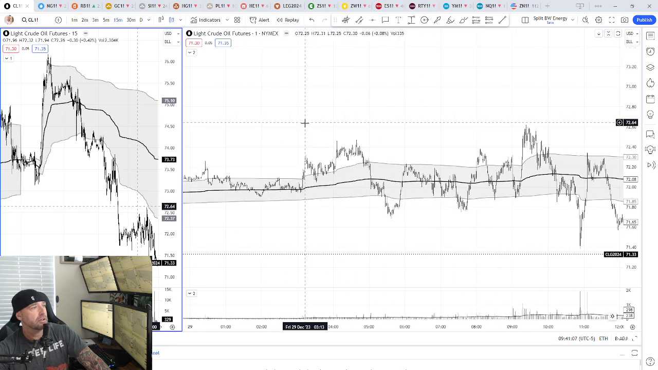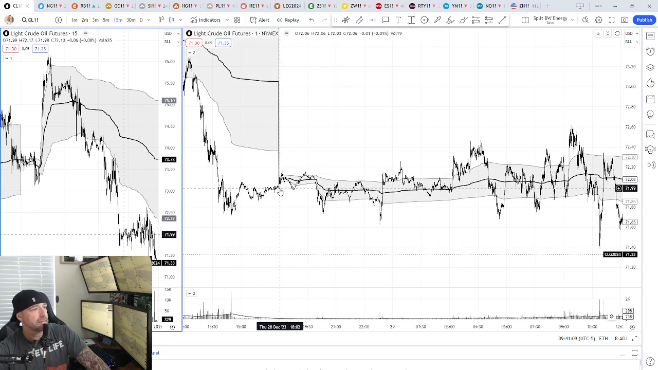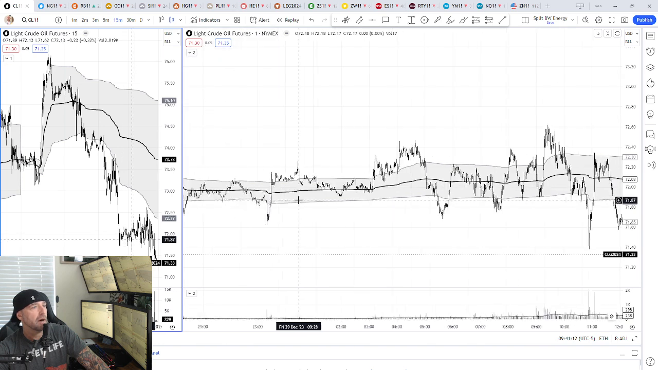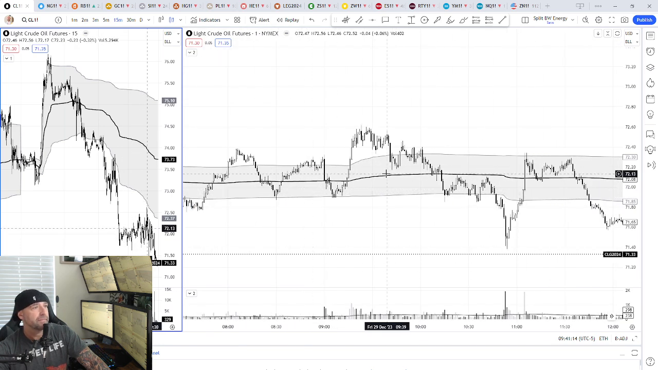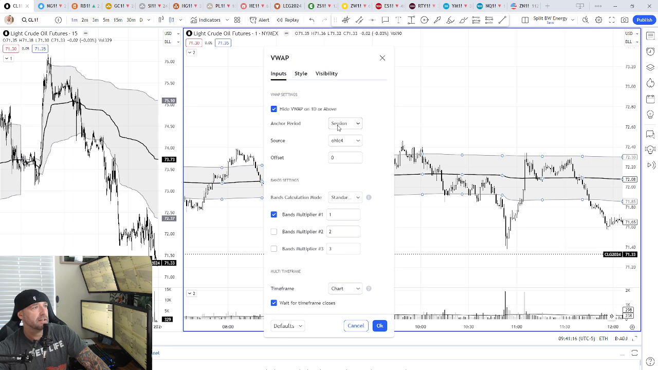All right, on the right side, you're looking at a session VWAP. So this is anchored to the beginning of the session at 6 p.m. Eastern Standard Time the evening before, and runs the length of the day. So, just very similar settings here, except for the session, 1 standard band, and then the OHCL.